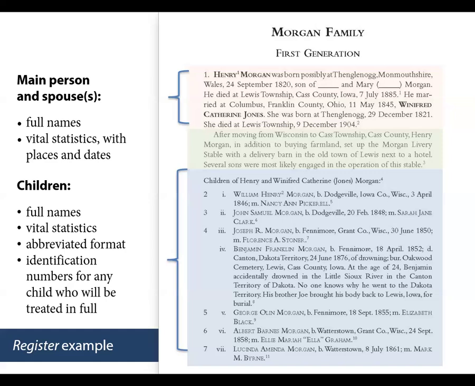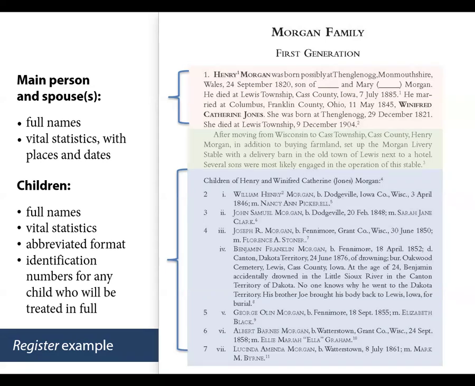At the end of Henry and Winifred's couple sketch, we present in blue a Roman numeraled list of their children, each with their full names and vital statistics. Any child who will be treated in a couple sketch of their own later in the publication, we call this being carried forward, gets an ID number. You can see these, numbers 2 through 7, at the far left of the page. Typically, only a child who later has their own offspring will be carried forward. These numbers will continue consecutively throughout the treatment of the family.